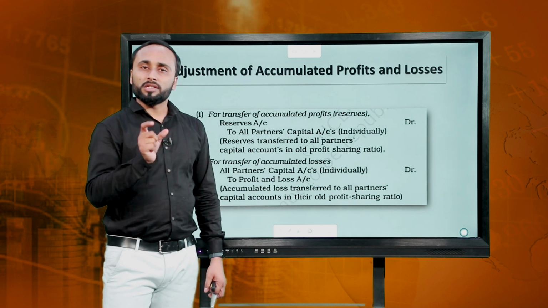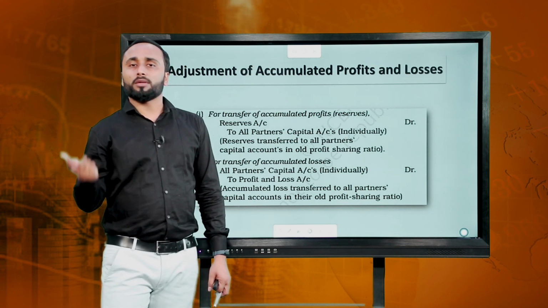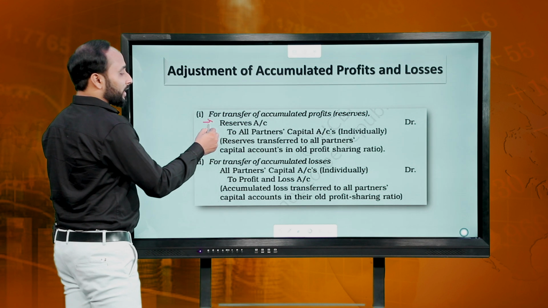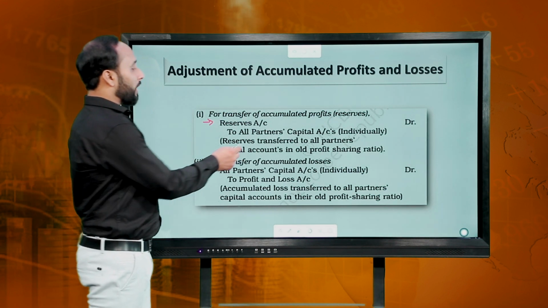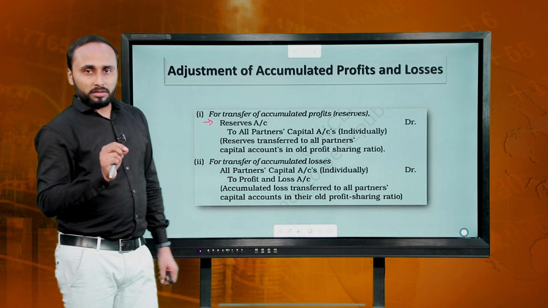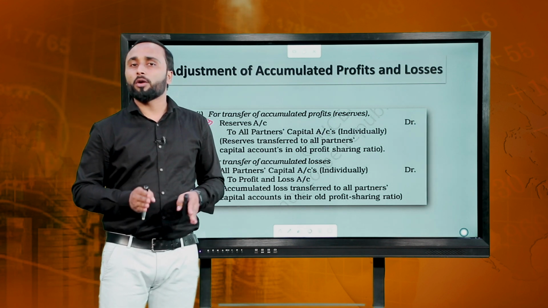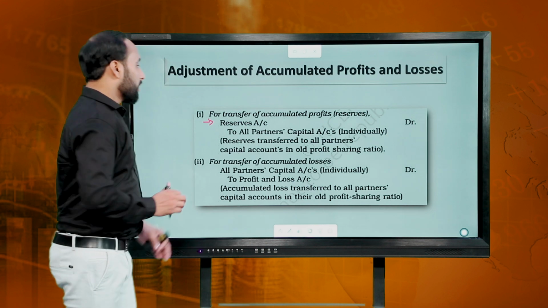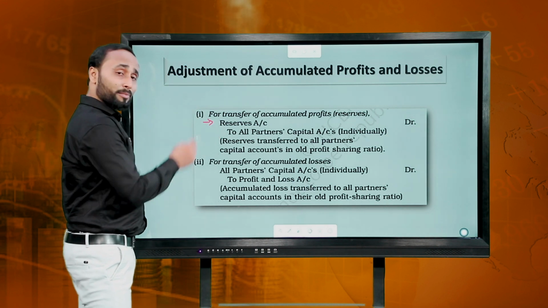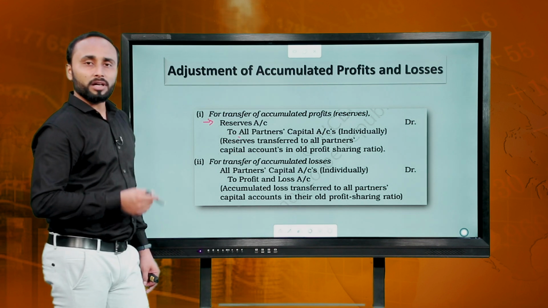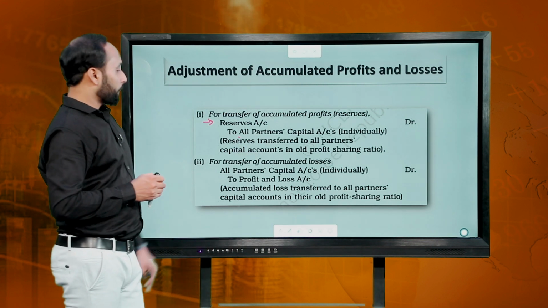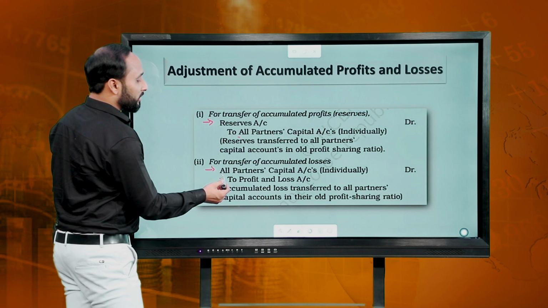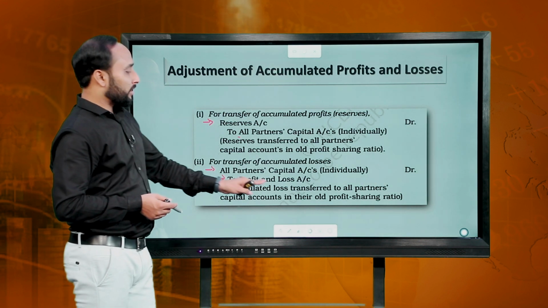So basically, those reserves are the firm's liabilities towards the partners, right? Since they are liabilities, on being written off, they are to be debited, while all the partners in the previous firm before the reconstitution are entitled to these reserves or profits. So you debit the reserves since it is a liability, and you credit all the partners in their capital accounts in their old ratio individually. When there are losses, you do the reverse. You debit the partners and you credit the respective losses like the P&L account, right?